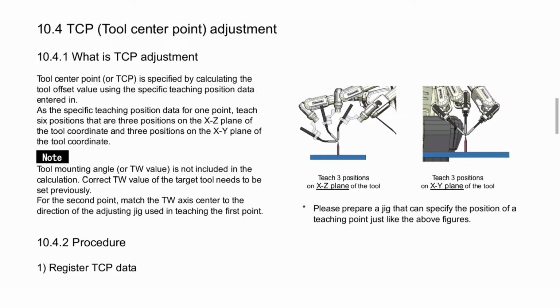For the second point, match the TW axis center to the direction of the adjusting jig used in teaching the first point. Friends, here you can see two images of teaching 3 positions. One is on the XZ plane of the tool, the second one is on the XY plane of the tool. Please prepare a jig that can specify the position of a teaching point just like the above figures.